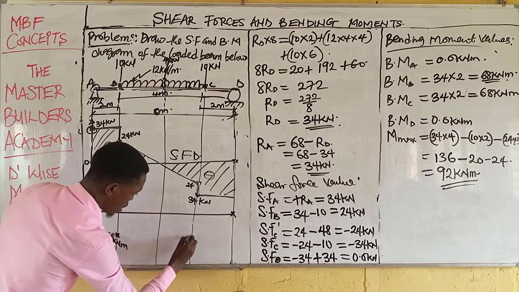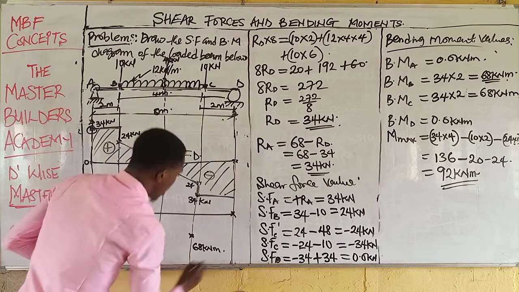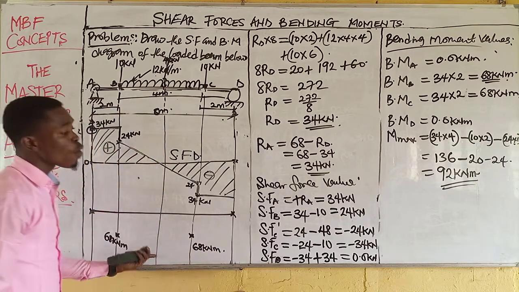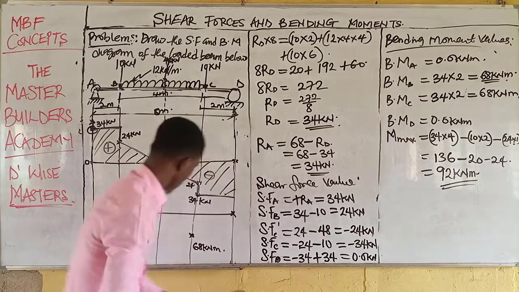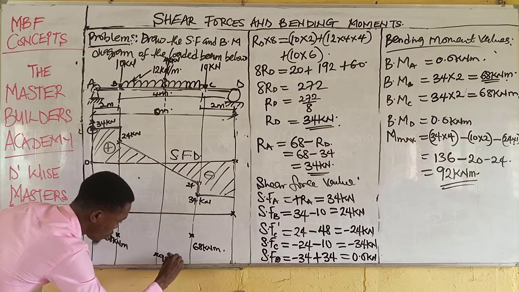So you can trace it out. This is 68 kilonewton meter. Then at the midspan, which is E, we have 92. So somewhere here we can identify this point to be 92 kilonewton meter.